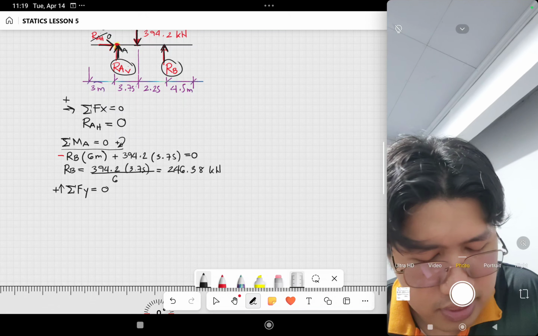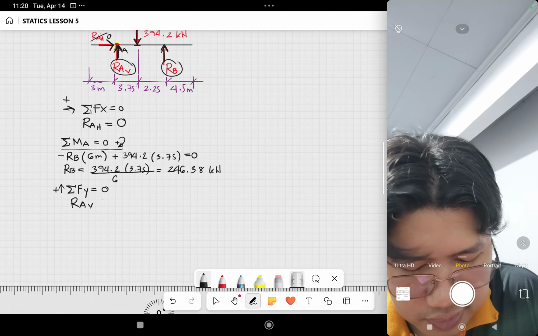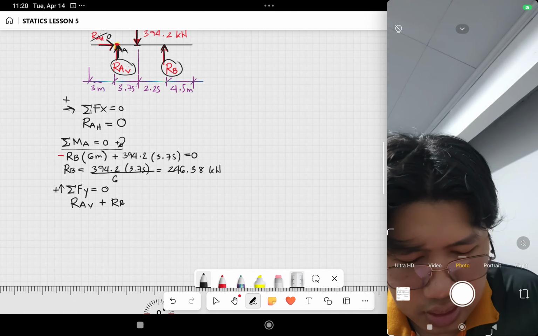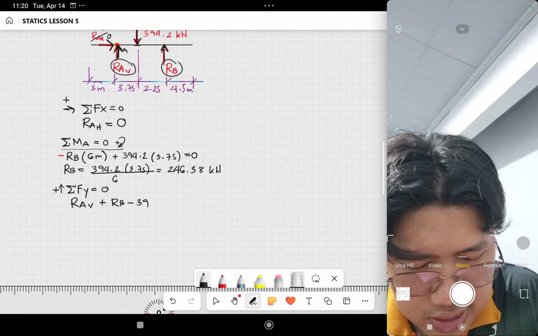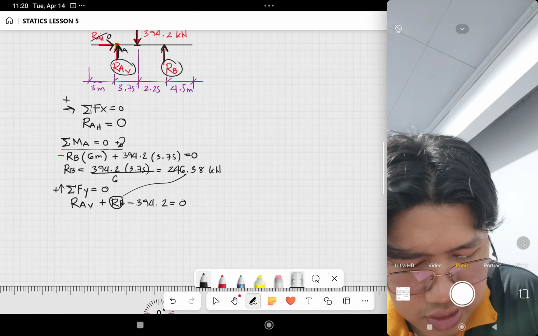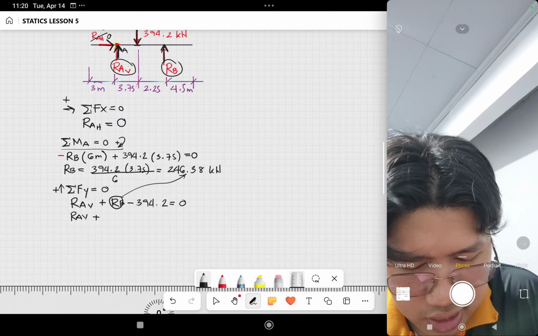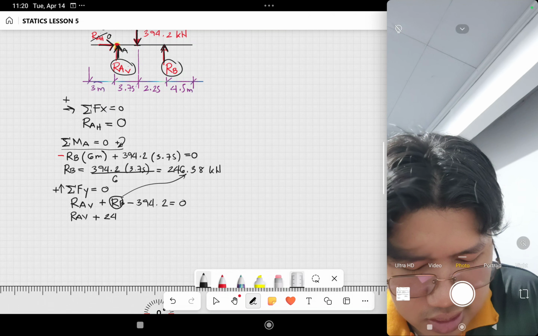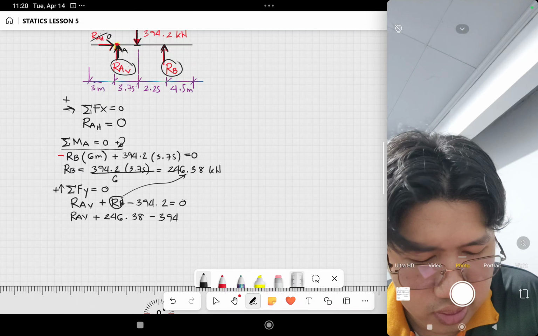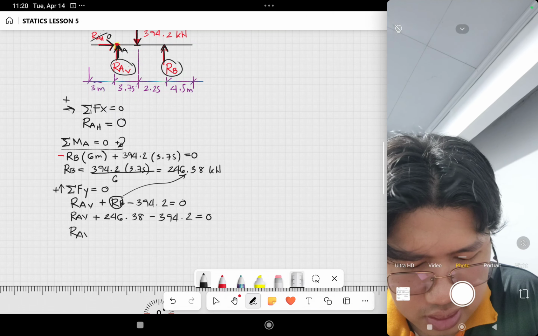So we have, una vertical, so RAV positive since pataas, and then RB positive, and then 394.2 is pababa, equals 0. Since nasolve na natin si RB, which is that one, so we substitute. So we have RAV plus 246.38 minus 394.2 equals 0.